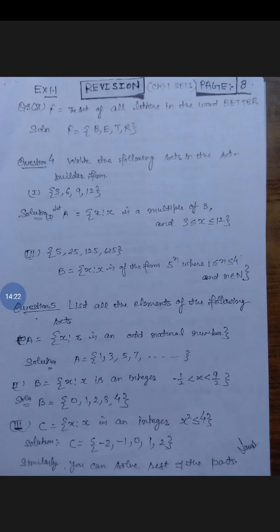In a similar manner, the third part: x such that x is an integer and x square is less than or equal to 4. So you may write the integers minus 2, minus 1, 0, 1, 2, whose squares are less than or equal to 4.